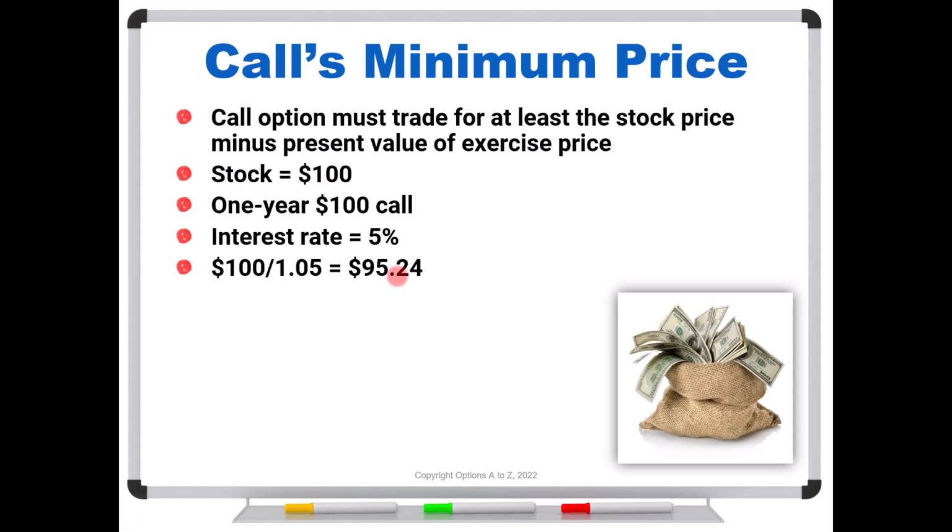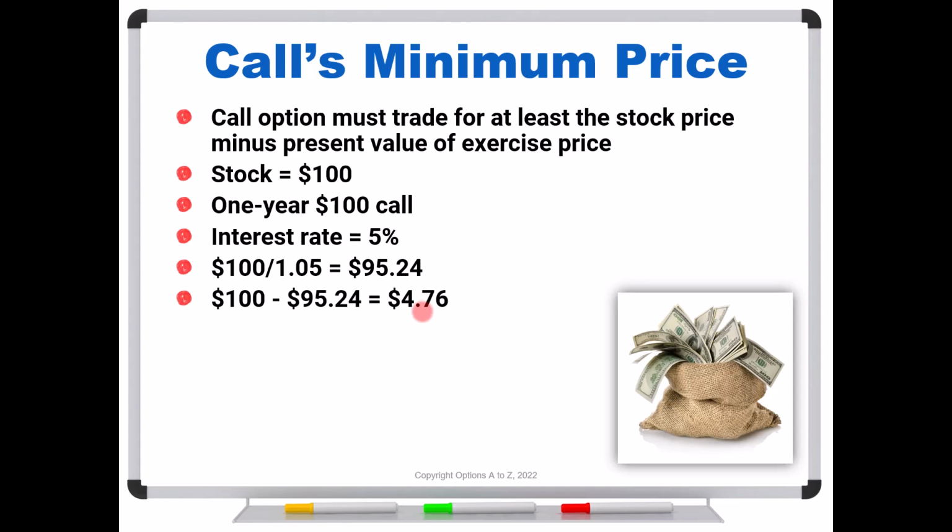So now take a look at what the formula says. Must trade for at least the stock price minus this guy right here, the present value of the exercise price. So let's take the $100 stock minus 95.24 equals $4.76. And so we know that this call option has to trade for at least $4.76.